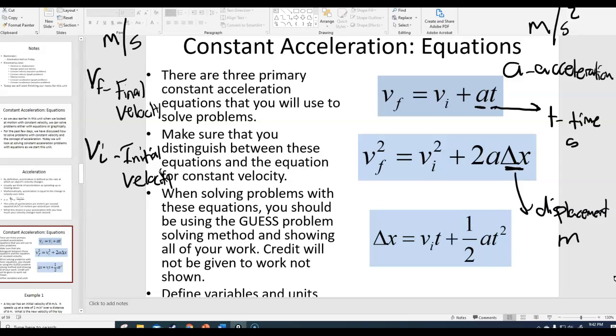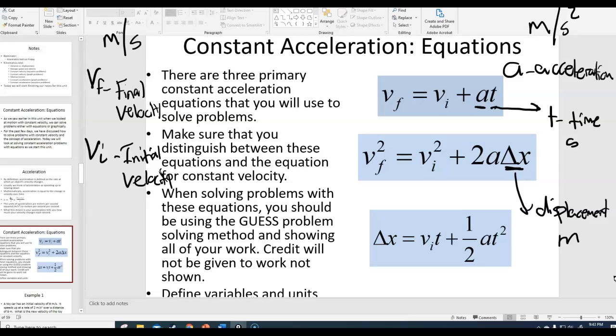But remember that when you use GUESS to solve a problem, you first identify your givens, then you figure out your unknown, and then you pick the equation. So notice we have 3 different equations here. Make sure you write them down because we're going to be using them for all of these problems. So make sure you pause it here and write all of these down in your notes.